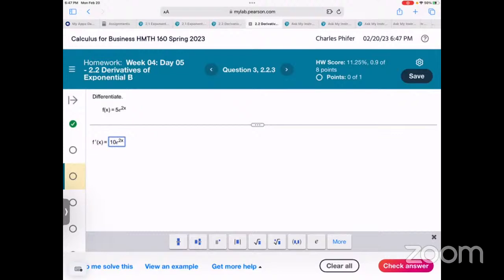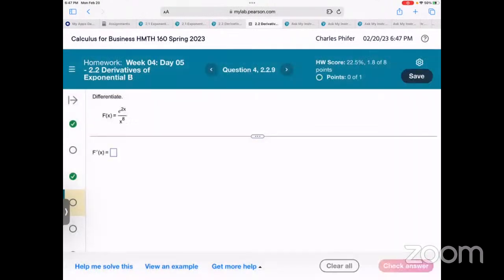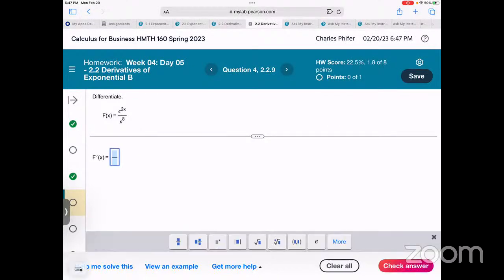Okay, let's go to the next one. So here, the quotient rule. Quotient rule is low D high minus high D low over low low. I can't say it with a straight face because it just sounds so silly. But it just brings some energy to it, right? Okay, let's give it a go.